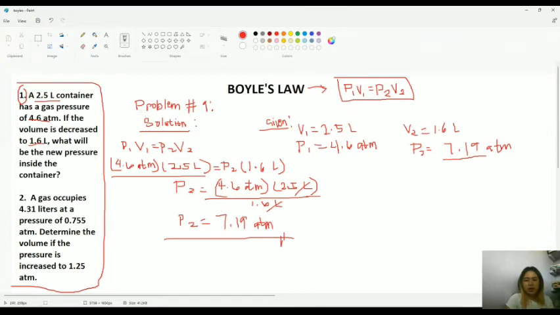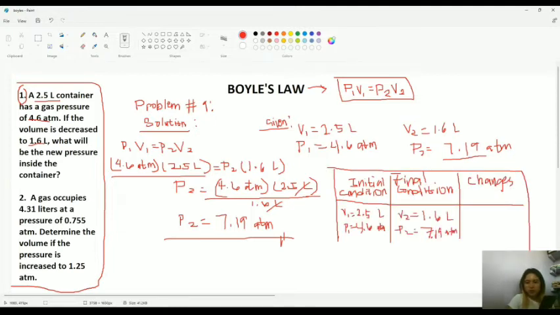So, tingnan talaga natin or para ma-check natin yung changes sa bawat pressure and volume. So, lalagay tayo ng initial condition. First, dito muna tayo sa volume. So, changes is sa initial 2.5 pero sa final naging 1.6 liters na lang. So that is decreases sa changes.